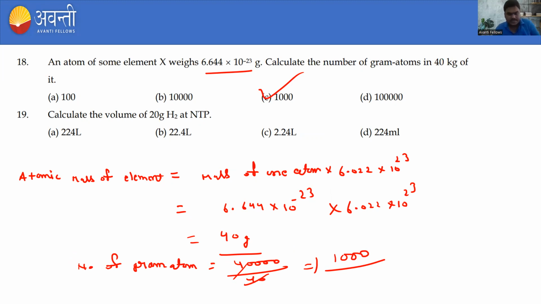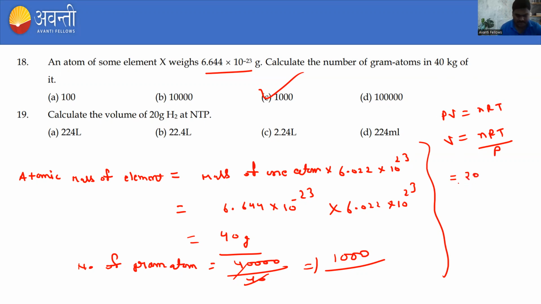Now, in the next question, they are asking to calculate the volume of 20 gram of H2 at NTP. This one is also a very simple question. Just use the formula PV = nRT. We can use this formula to calculate the volume, which comes out to be nRT upon P. What is n? Number of moles, which is nothing but mass upon molecular mass. The molecular mass of hydrogen is 2. And R we know is 0.0821. And T at NTP is 293.